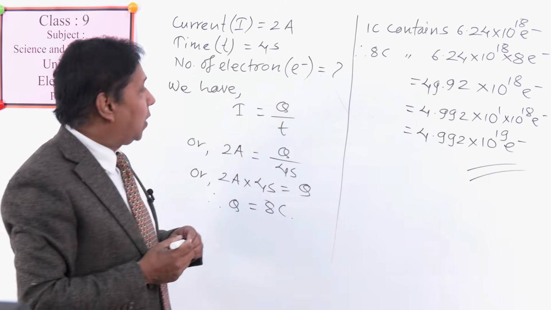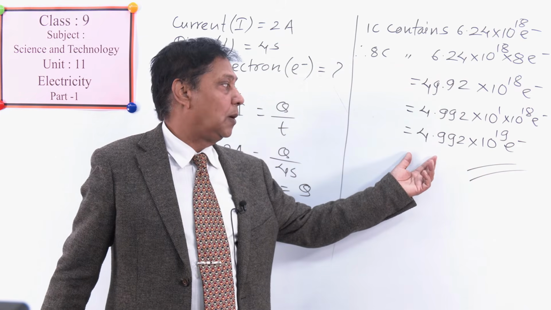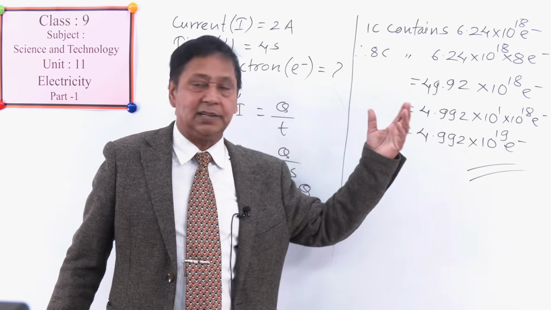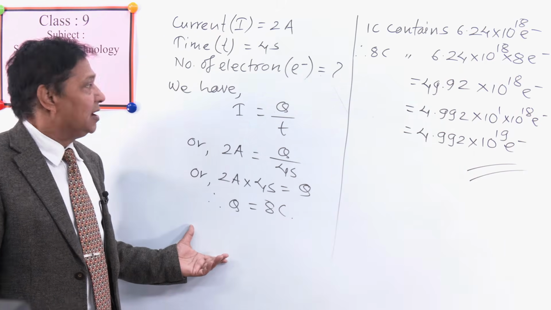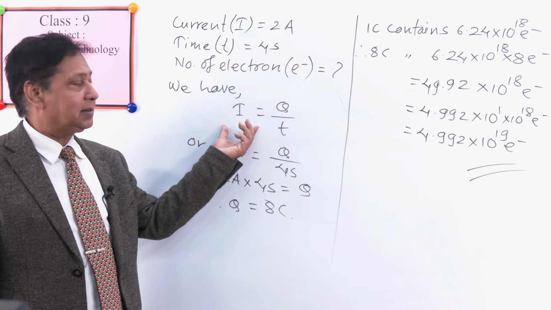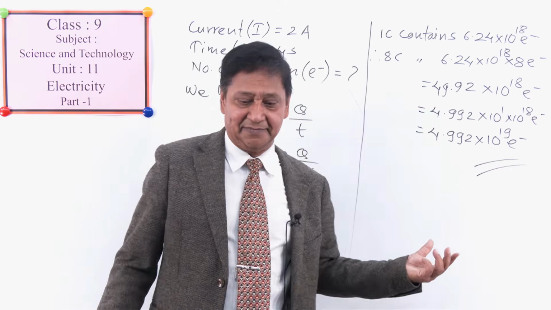Now, what number of electrons flows through the conductor? 4.992 into 10 to the power 19 electrons flow through the conductor. This way we can solve a numerical problem also. The major point you have to remember is that current is equal to charge by time.